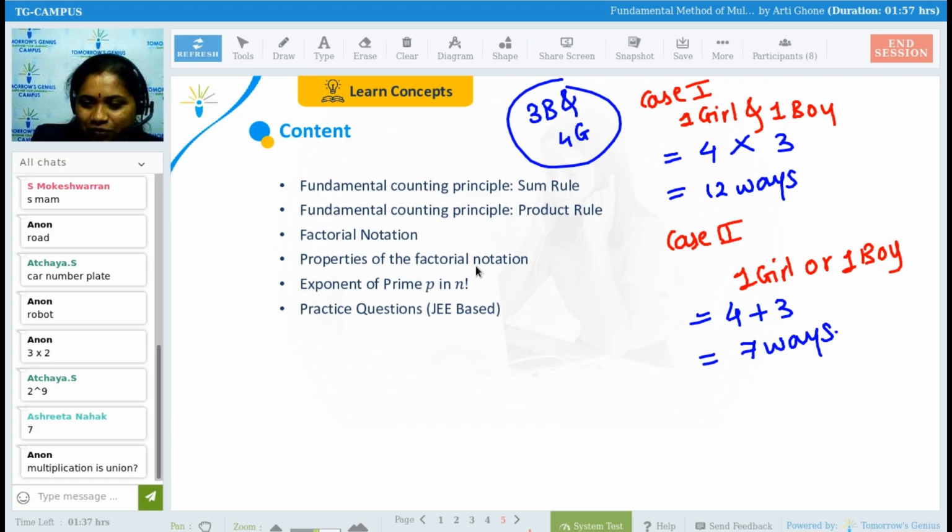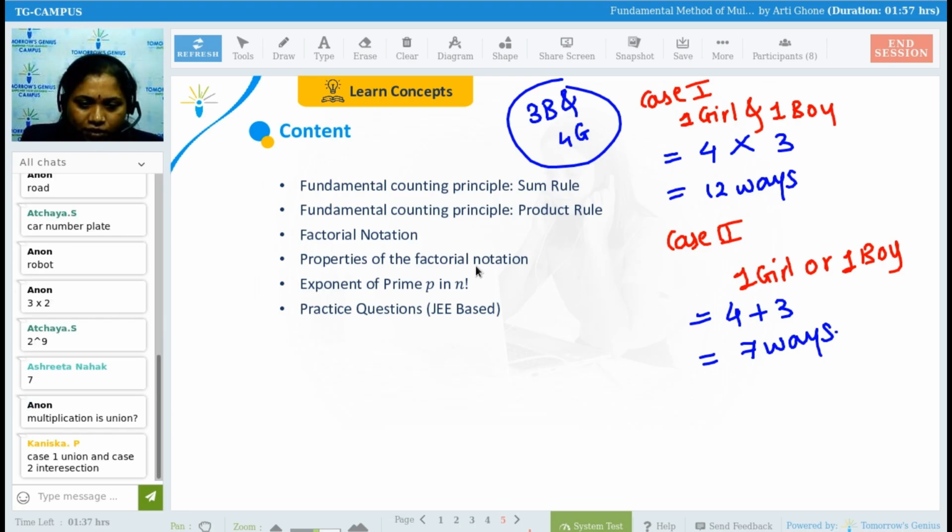Multiplication is union. Okay. Is there any other opinion? Everyone write your opinion. If it is repeated, then also fine. Everyone's reply must be there in the chat box. There is no bound for thinking. You have to answer regularly. Correct, wrong is the next concern. Case 1 union, case 2 intersection. Okay.